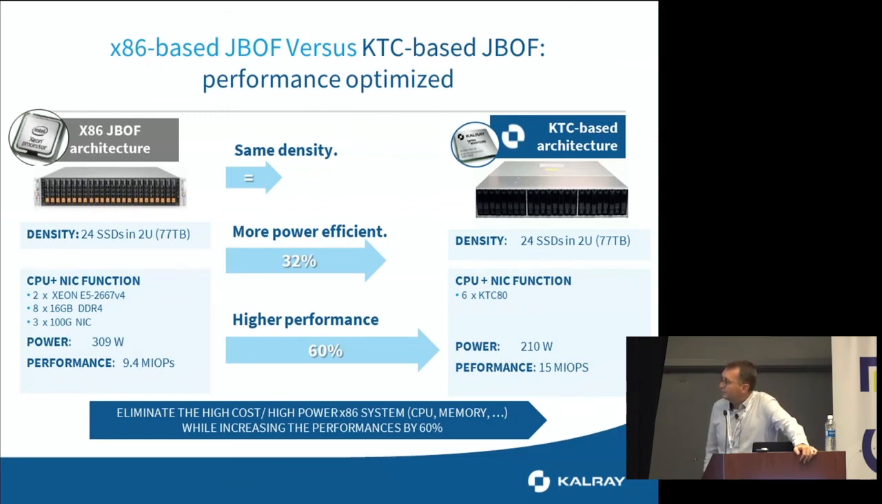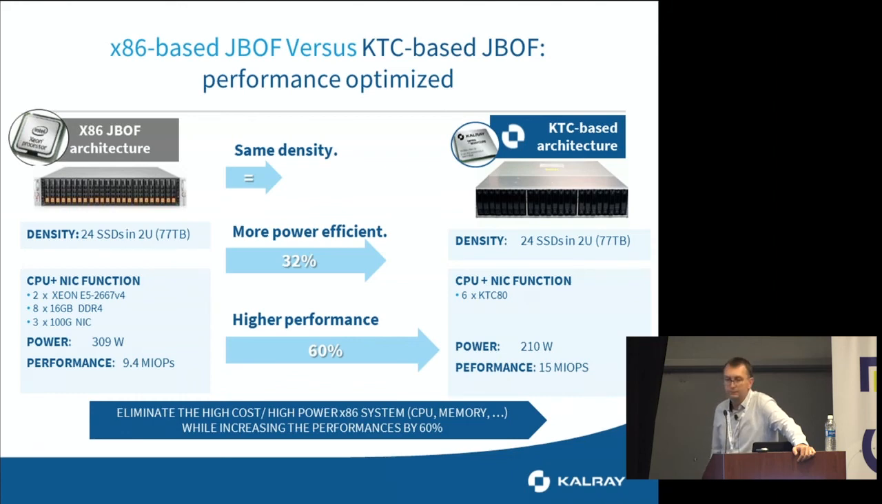and if you look at what kind of power, performance, and density you can get, this is a use case where you are performance optimized. I took the example of Supermicro 24 SSDs. You can have a dual socket, and you can put up to 3 100 gig RDMA NICs inside this system. So at the end, for the CPU plus NIC function plus DDR subsystem function, you can have a power that is close to 310 watts, and a final performance of 9.4 million IOPS.